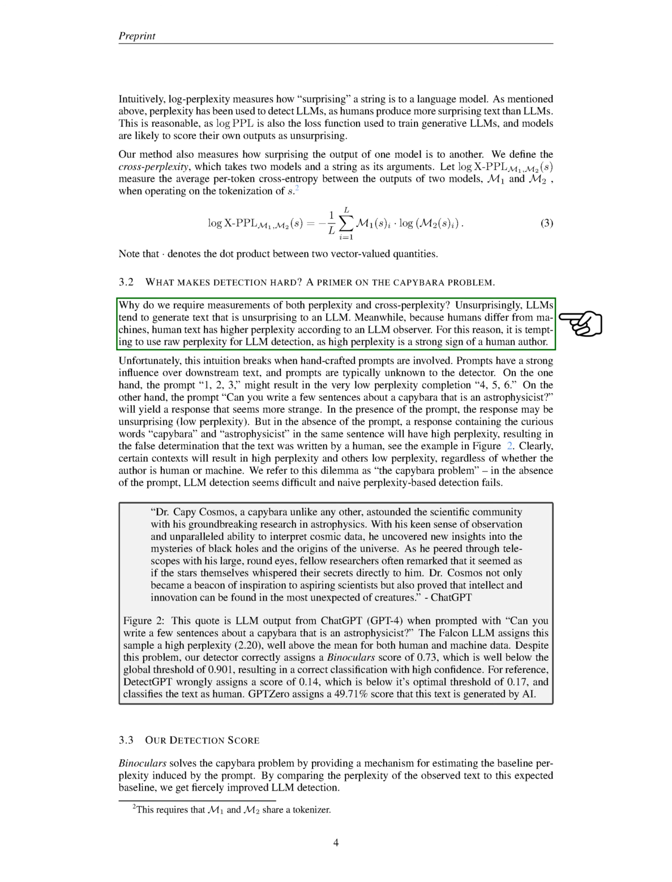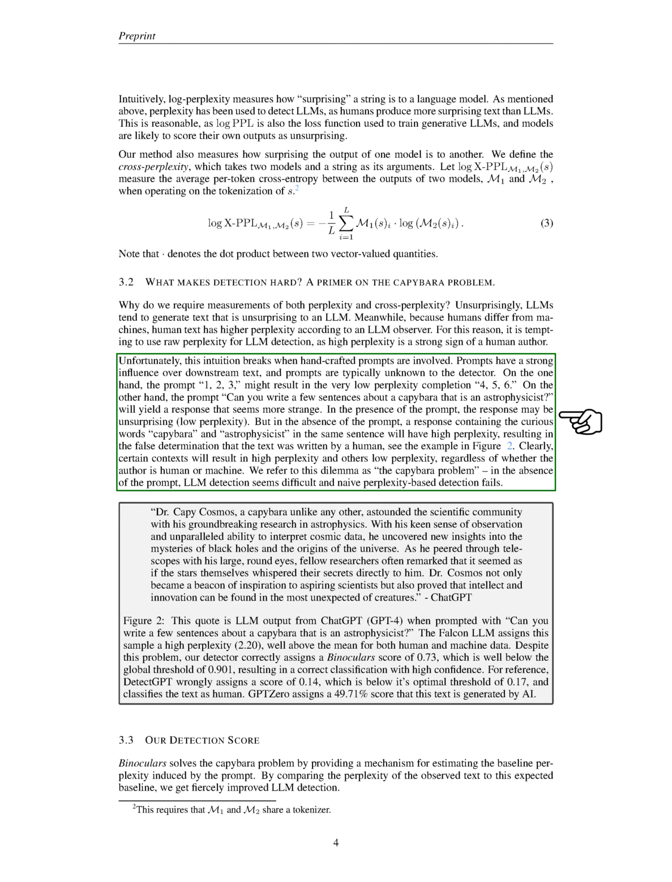This might make it tempting to use raw perplexity for large language model detection, as high perplexity is a strong sign of a human author. But this approach falls short when we consider handcrafted prompts. Prompts have a strong influence over the resulting text, and prompts are typically unknown to the detector. For example, the prompt "1, 2, 3" might result in the very low perplexity completion "4, 5, 6."